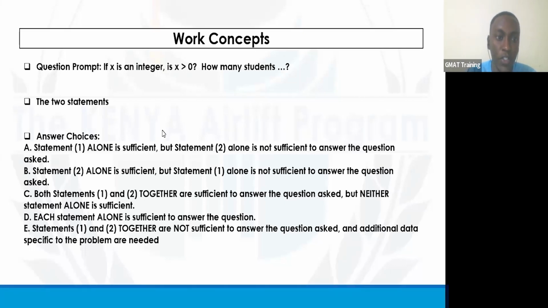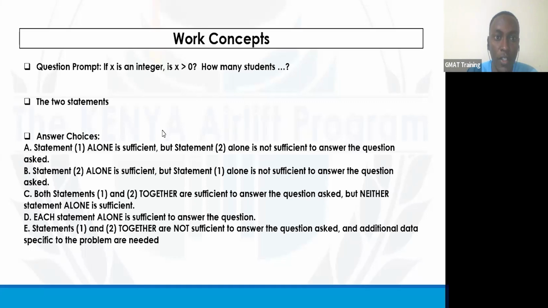These are the answer choices, but I'll not be sharing the answer choices. I'll just be sharing the questions in the format where you have the prompt and the two statements. So if you're not familiar with that, screenshot the answer choices or have them by your side while we do the questions. If you are familiar, then we can jump into the questions.